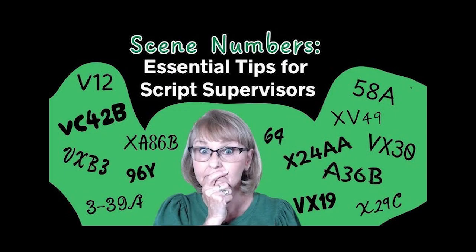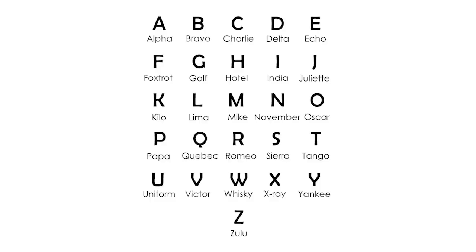Well, what I didn't know until I watched Monica's video, Scene Numbers, Essential Tips for Script Supervisors, was that there are 5 letters of the alphabet to omit. Here's a list of the military alphabet letters. The first letter to omit is the letter I, because it can be misconstrued as a 1. So if the slate has scene 10I, the editor might mistake it for the master scene 101.